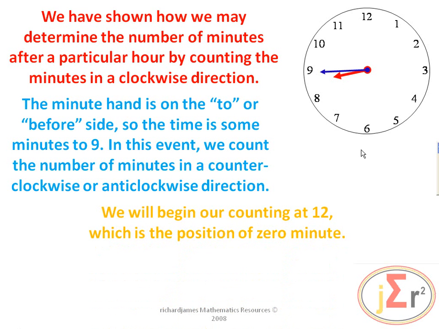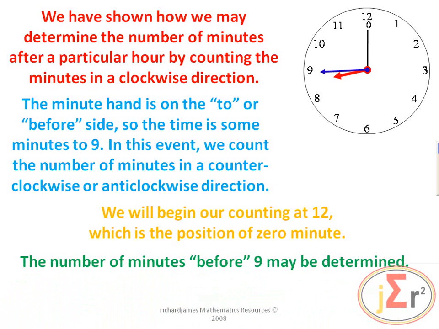We will begin our counting at 12, which is the position of 0 minute. So we'll begin right there. Do not forget that we are not taking a look at the number of minutes after the hour, which we will do in a clockwise direction, but we are looking at the number of minutes before or to the hour. Therefore, we will count in what kind of a direction, Jerry? Anti-clockwise. Right, anti-clockwise direction. The number of minutes before 9 may be determined.